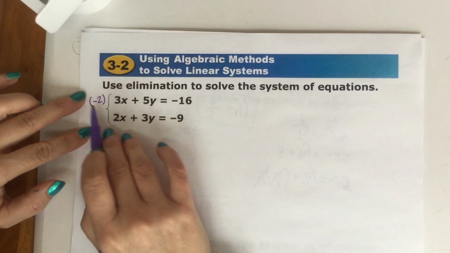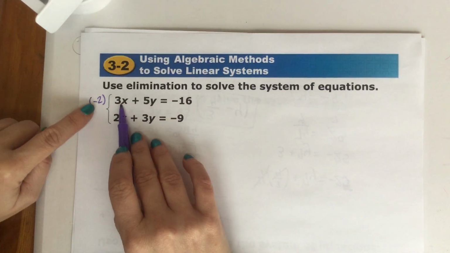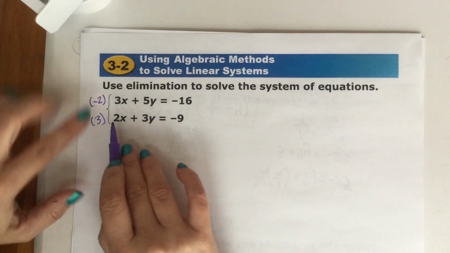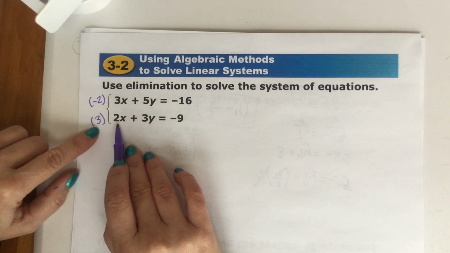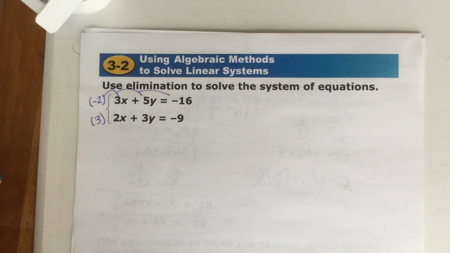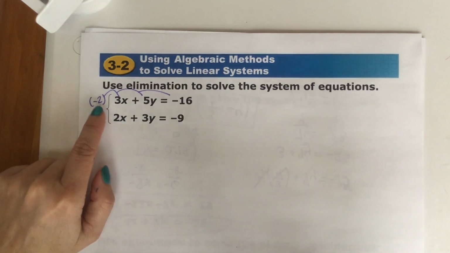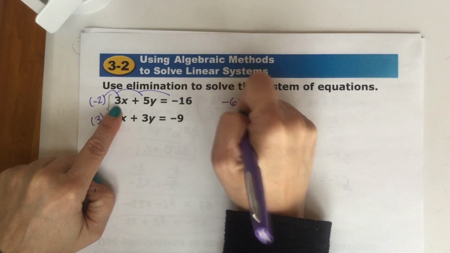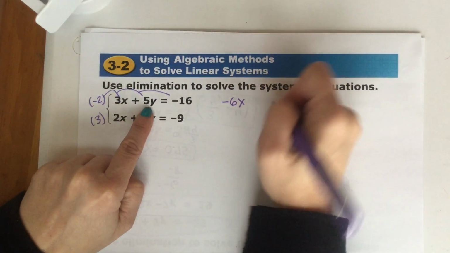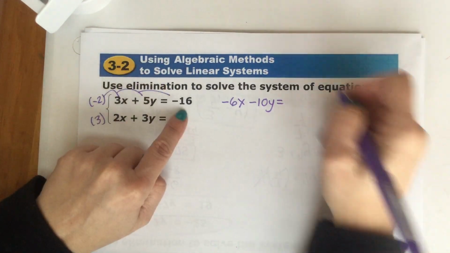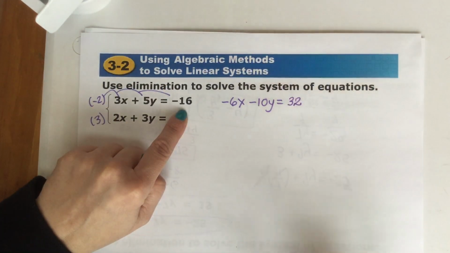So if I multiply the whole top row by negative 2, this would become a negative 6. If I multiply the whole bottom row by 3, this would become a positive 6. When you multiply, you have to make sure that you multiply every single value, okay? Even on what's on the other side of the equal sign. So this becomes negative 2 times 3x is negative 6x. Negative 2 times positive 5y is negative 10y. Negative 2 times negative 16 is positive 32.